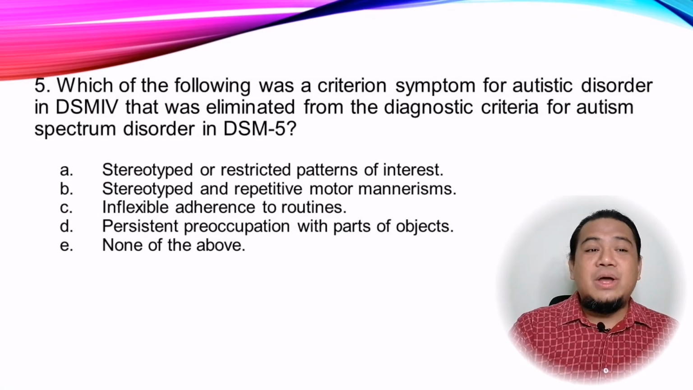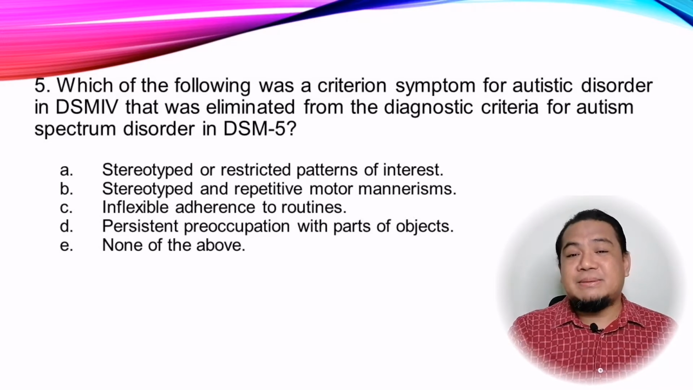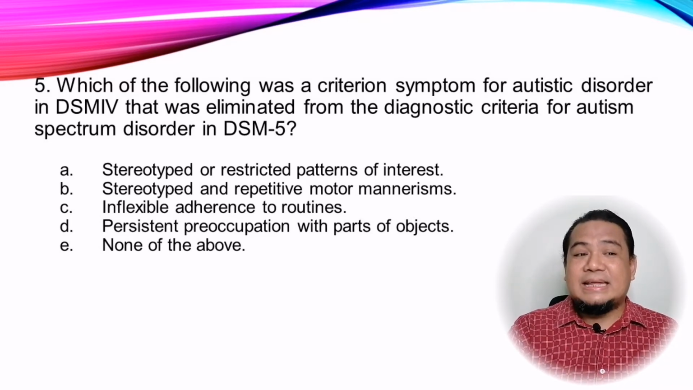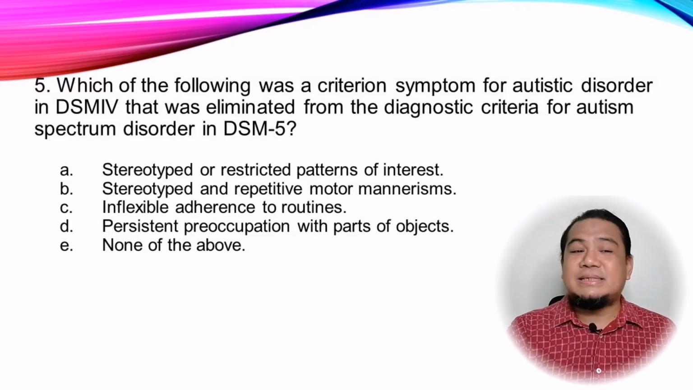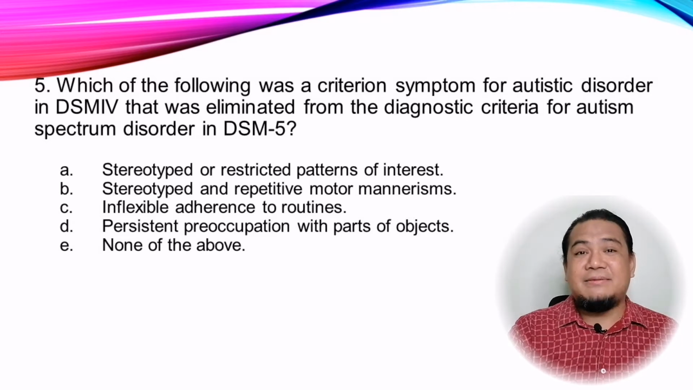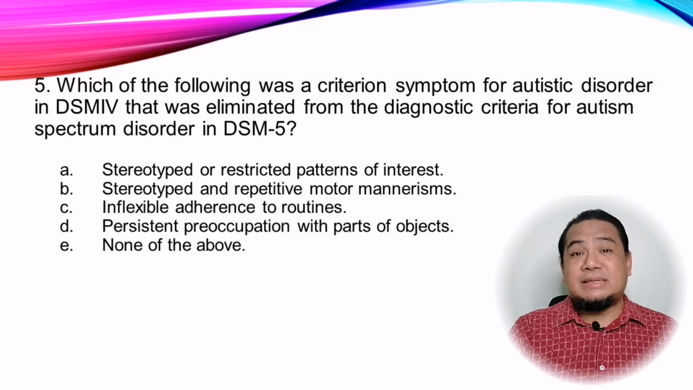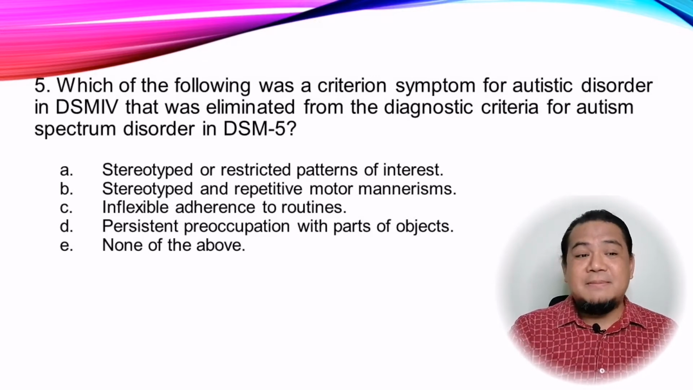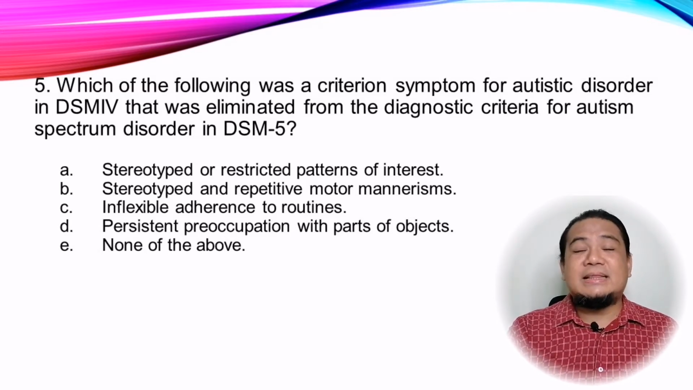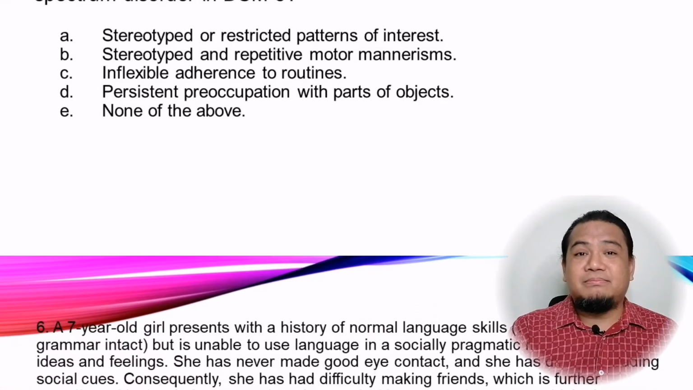Number 5. Which of the following was a criterion symptom for autistic disorder in DSM-4 that was eliminated from the diagnostic criteria for autism spectrum disorder in DSM-5? Is it A, stereotype or restrictive patterns of interest? B, stereotype and repetitive motor mannerism? Letter C, inflexible adherence to routines? Letter D, persistent preoccupation with parts of objects? Or letter E, none of the above?